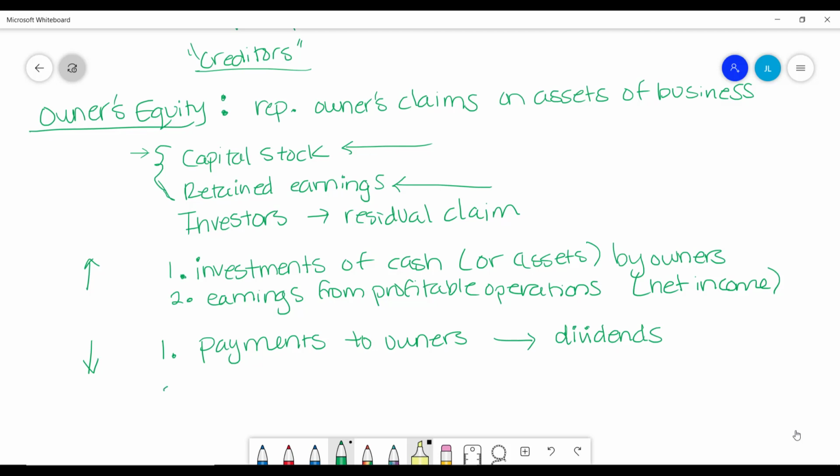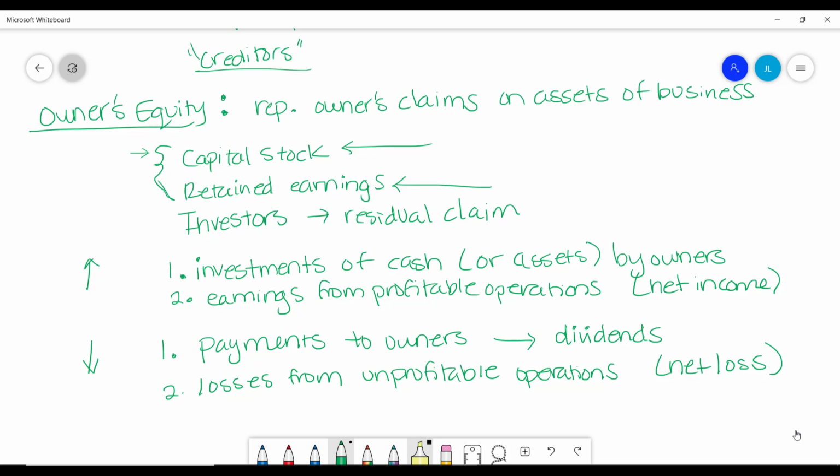Okay, and the other would be losses from unprofitable operations, because if the generation of net income increases owner's equity, then if I were to have a net loss, that should have the opposite effect. Okay, so owner's equity goes up by someone investing into the business or the business generating net income, but owner's equity will also go down in the event that we make payments to owners or we have a net loss for the period.